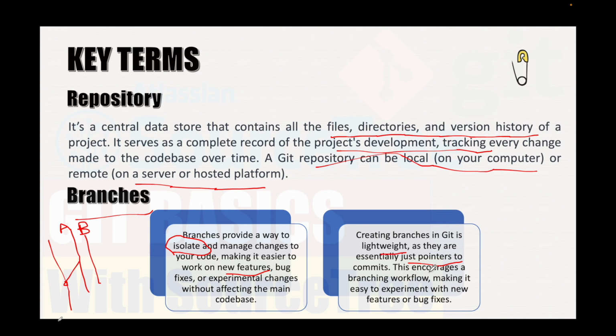This encourages a branching workflow, making it easy to experiment with new features or bug fixes. Because branching is not a very heavy or resource intensive process, it makes it easy for developers to experiment with features or bug fixes. Consider that if the code was copied and pasted every time a branch is created, then it would take time, it would take resources, it would take money, thereby making it very difficult and restrictive on the project budget. And that's where branches would be avoided. But Git handles it very smartly, and that's where creating branches is lightweight and developers can create as many branches as they want.